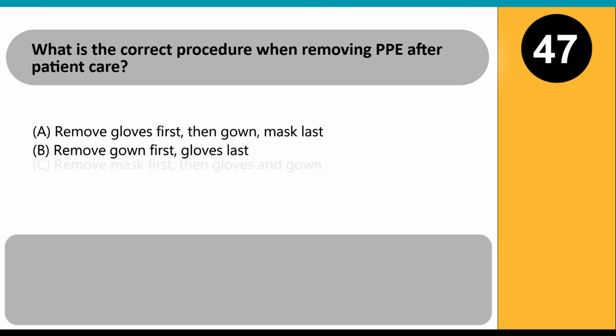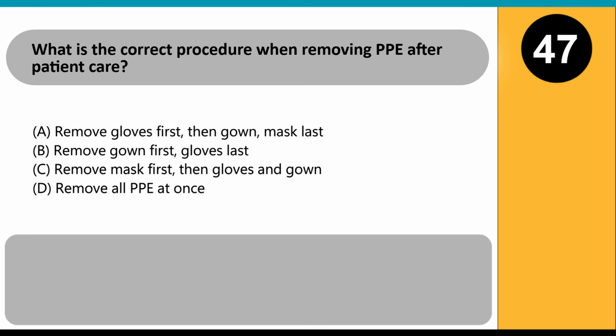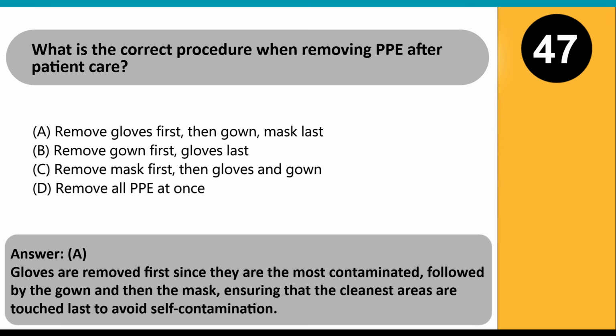What is the correct procedure when removing PPE after patient care? A. Remove gloves first, then gown, mask last. B. Remove gown first, gloves last. C. Remove mask first, then gloves and gown. D. Remove all PPE at once. Answer: A. Gloves are removed first since they are the most contaminated, followed by the gown and then the mask, ensuring that the cleanest areas are touched last to avoid self-contamination.